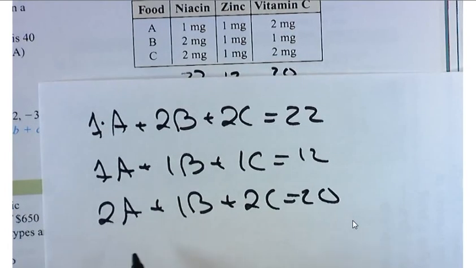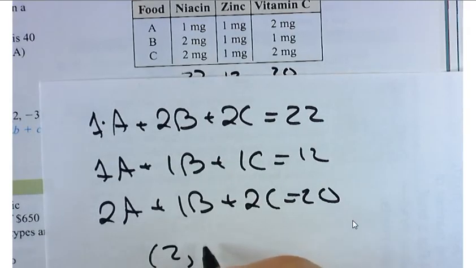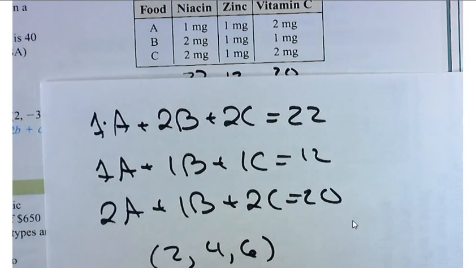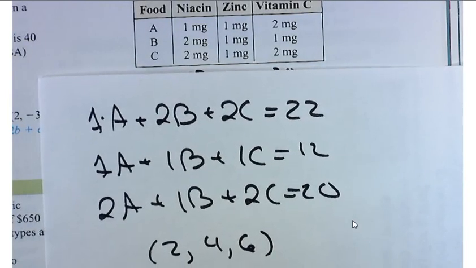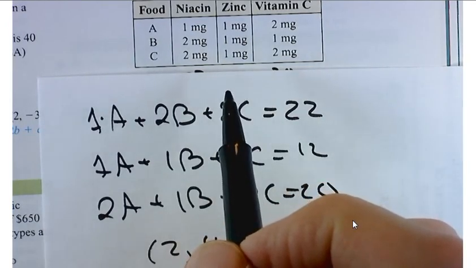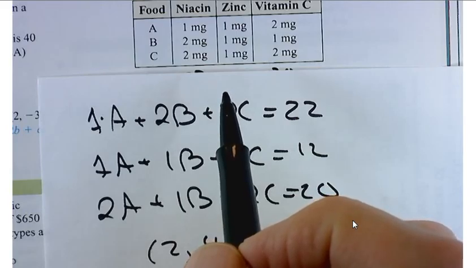The answer, just in case you're curious or just want to check it at home later, it'd be 2, 4, and 6 for A, B, and C respectively. Are you comfortable with where we got these equations from? All right.